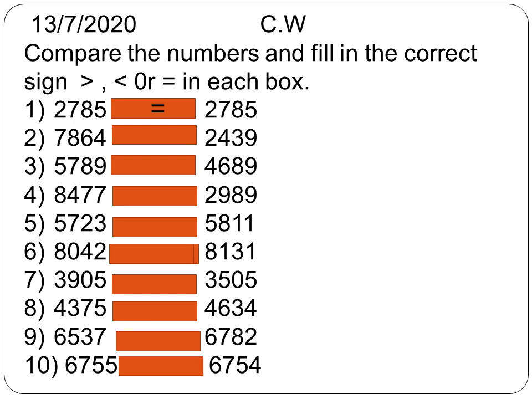Second question, 7864 and you have to compare with 2439. So compare the thousands place, it is 7 and 2. So 7 is greater than 2. So I am giving greater sign. Third one, 5789 and you have to compare with 4689. So 5 is greater than 4. So I am giving greater sign. Rest you have to do it as homework and submit for correction.